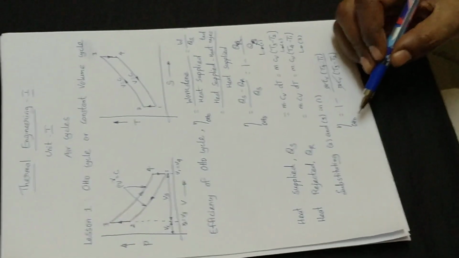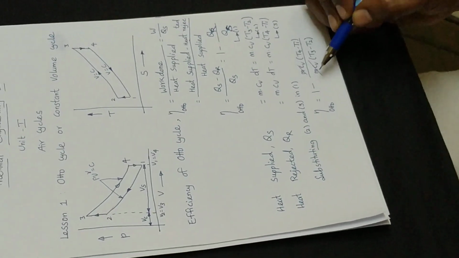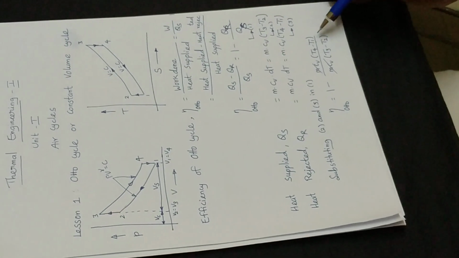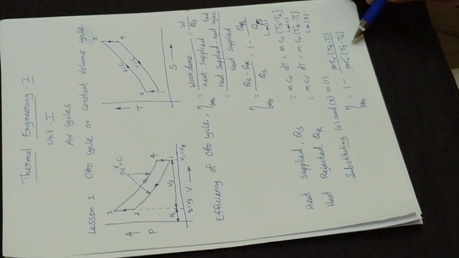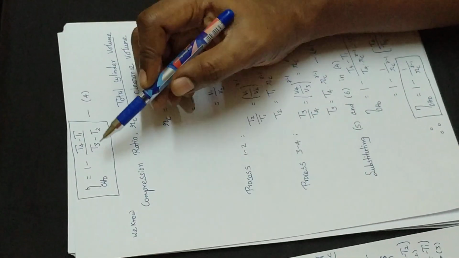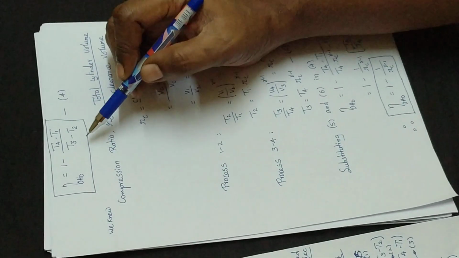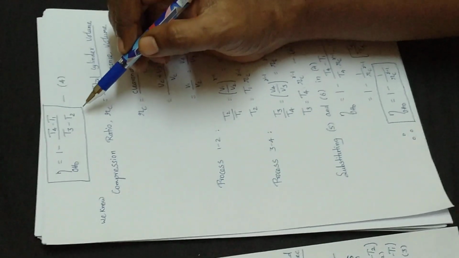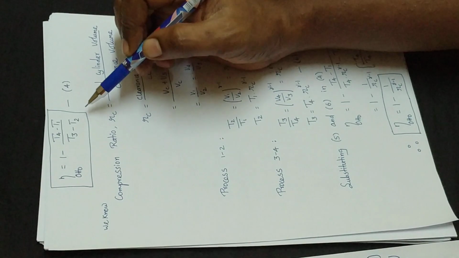Now we are going to substitute equations 2 and 3 in equation 1. We get efficiency of the Otto cycle is equal to 1 minus mCv (T4 minus T1) divided by mCv (T3 minus T2). mCv gets cancelled, and finally we get the efficiency of the Otto cycle as 1 minus (T4 minus T1) by (T3 minus T2). This equation is in terms of temperatures only.